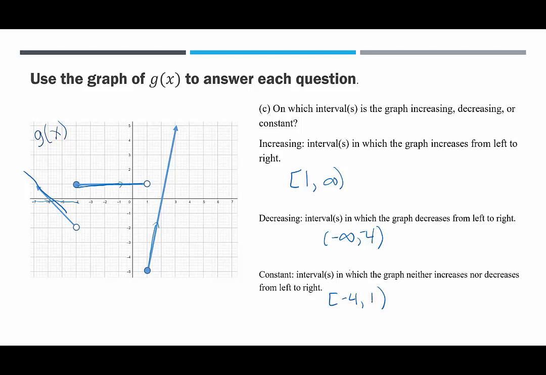And keep in mind when we're doing these intervals, we're looking at the x values. We focus on the x values. Those tell us the intervals. It's the y values that are telling us what it's doing. Is it increasing, decreasing, or constant? But it's the x values that we plug in to say, this is the interval of x values on which the graph is increasing, decreasing, or constant.